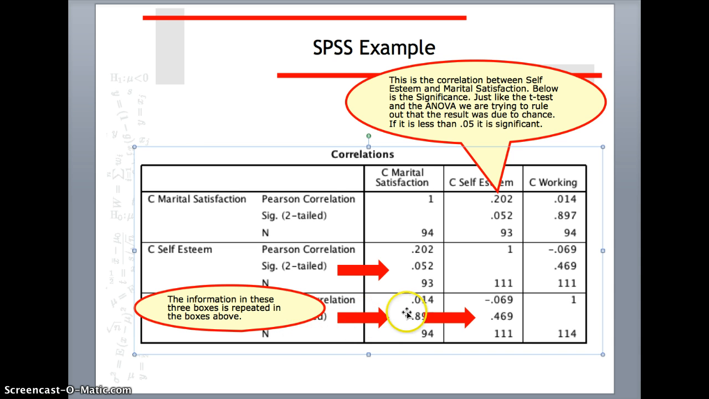Number of hours working and self-esteem is negative 0.069. None of these are significant. This one here is pretty close to significant, but it's not quite. But you can see that this is how this works, and then you'll write out the actual result. So I'm going to show you how to do this in SPSS.